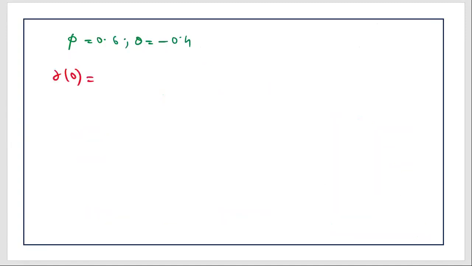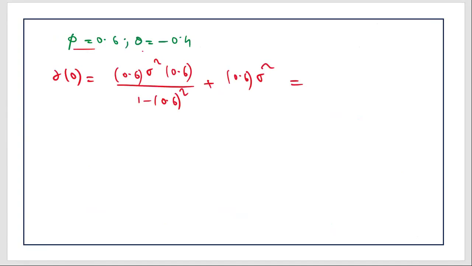I have done this for a few things. So gamma naught will be 0.6 and then sigma square, then you have 0.6 upon 1 minus 0.6 whole square, and then you have 0.6 sigma square. So in this fashion, you will put this phi value and theta value for all these expressions that we have derived. This will come out to be 1.1625 sigma square. You can check this in your free time.